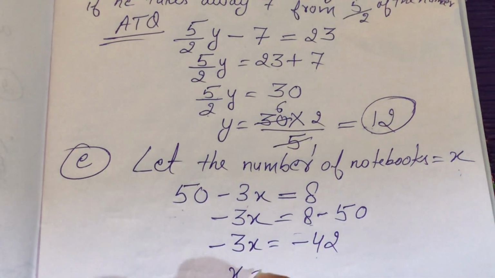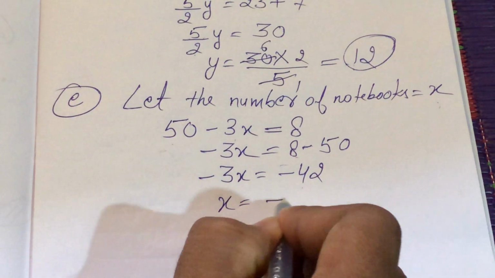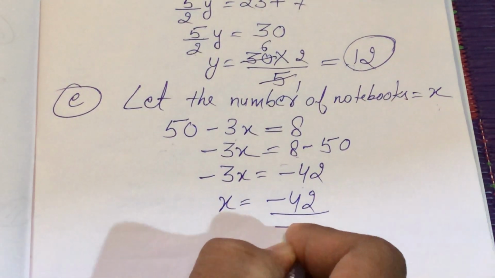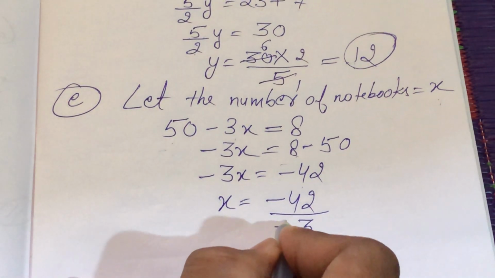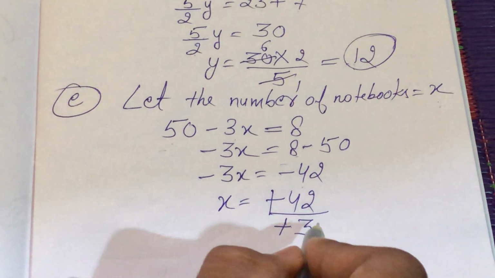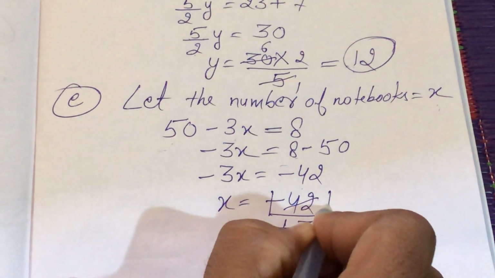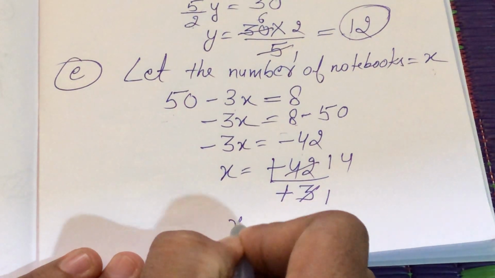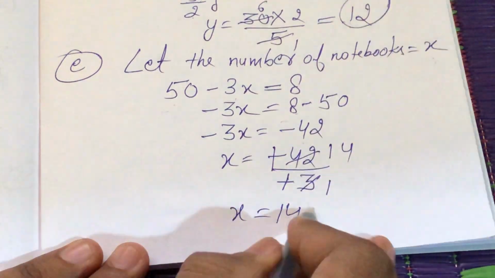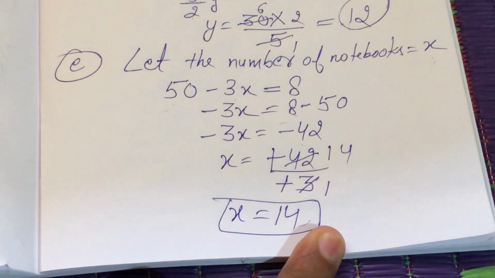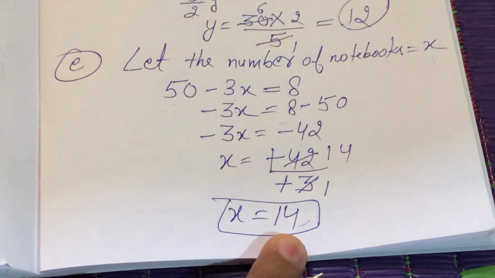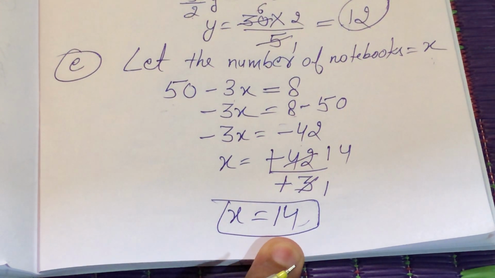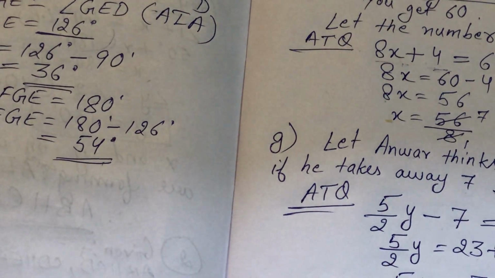So x equals what? Minus 42 divided by minus 3. Minus से minus cancel out. Now divide it. 3 1 ja, 3 4 ja. That means what? x equals 14. This is the answer. x equals 14. That means the number of notebooks he has taken is 14. Okay, try to watch the video on repeated mode for every information you need.